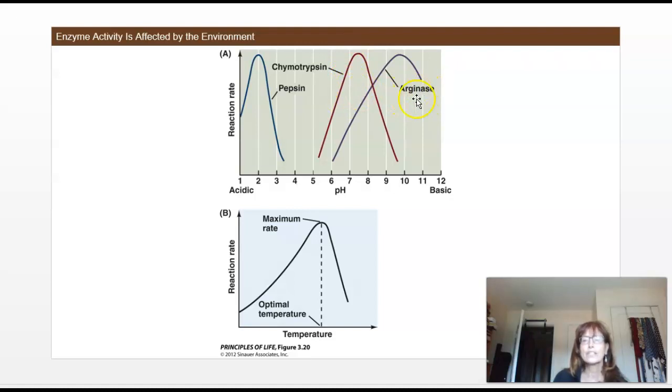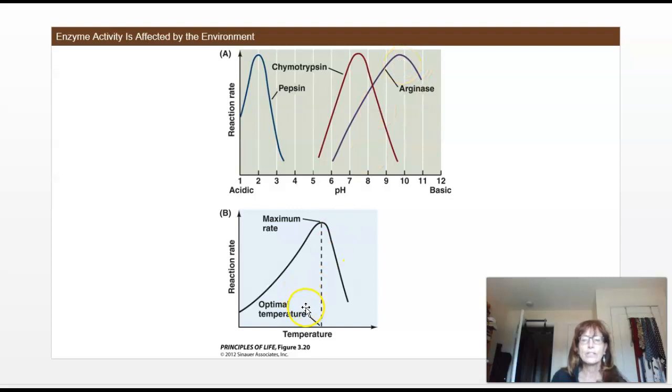And then arginase is one that's more associated with getting rid of waste products. So this is one of the last steps in forming something called urea, which becomes urine, which is what we get rid of there. But all three of these have an ideal pH under which they operate, and you can see what those are here.